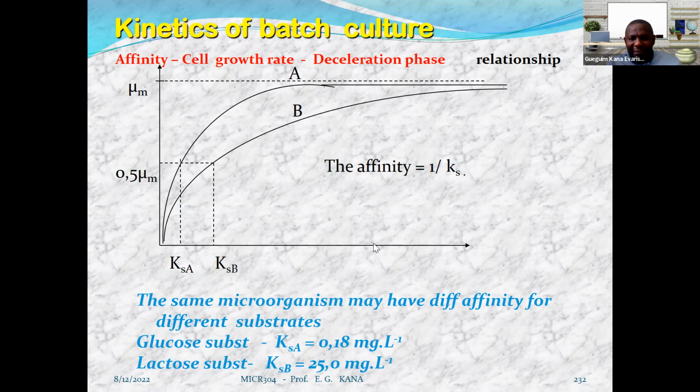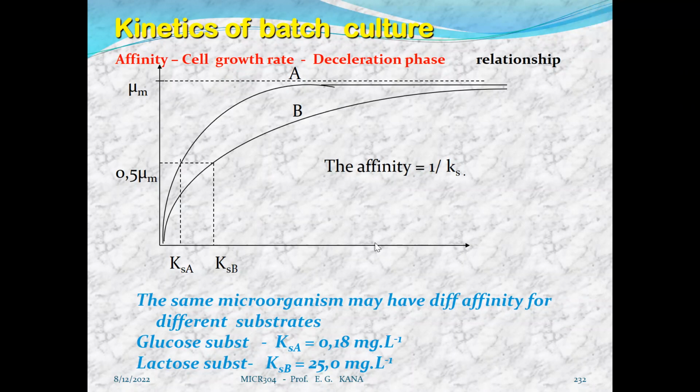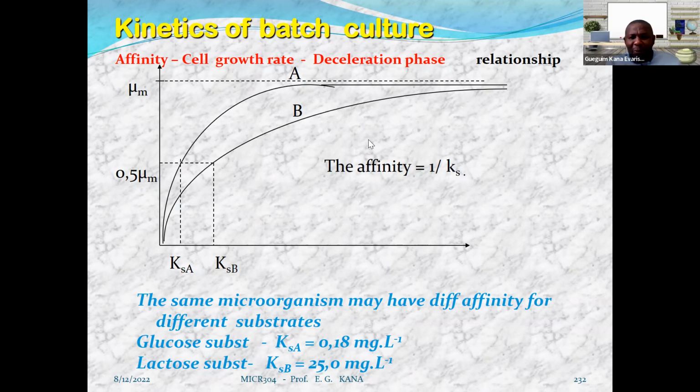Class, do we still achieve mu max? No, we don't. At this region, if you project to the B curve and to the mu, realize that we are no longer able to achieve mu max, even though the substrate concentration is still relatively high. We still have high concentration here.